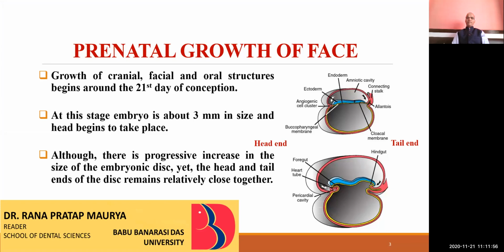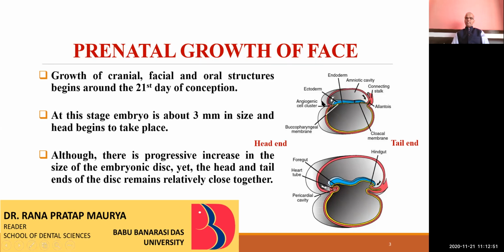The growth of the craniofacial region is very complex, and we must know its embryology, by which we know about the normal development of the face and cranial regions, and also about congenital malformations of the craniofacial region and how these malformations occur. So growth of the cranial, facial and oral structures begins around the 21st day of conception. At this stage, the embryo is about 3 mm in size and the head begins to take place.